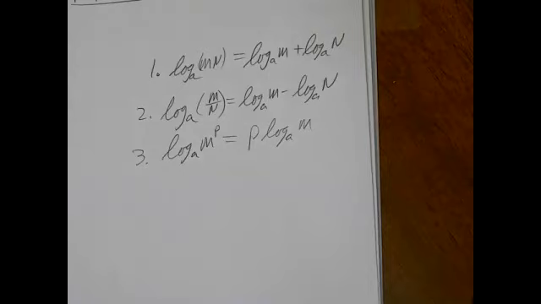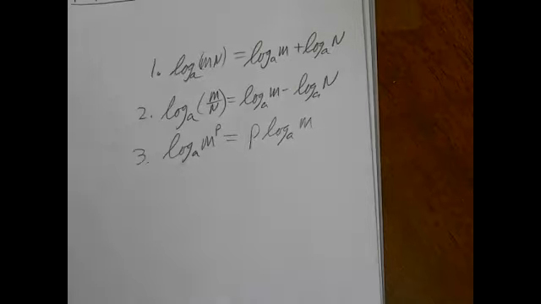Now, the way that these three laws are often used is to take an expression that is in a compact form and expand it, or if you have an expression that has already been expanded, you can compress it back down. All right, let's start with some simple examples. And I'm going to try to do examples where we move in both directions.